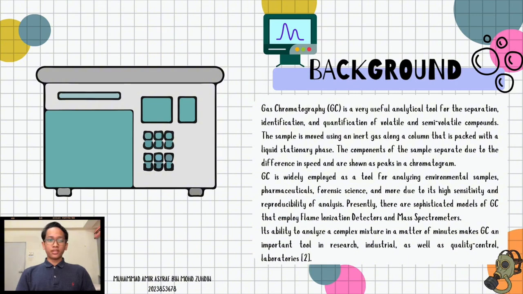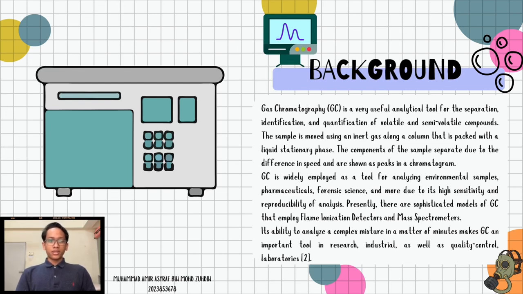GC is a powerful analytical tool used to separate, identify and quantify volatile and semi-volatile compounds. In this technique, the sample is carried through a column by an inert gas, usually helium or nitrogen, and the column is paired with a stationary liquid phase. Components of the sample separate because they move at different speeds and are detected as peaks in a chromatogram.